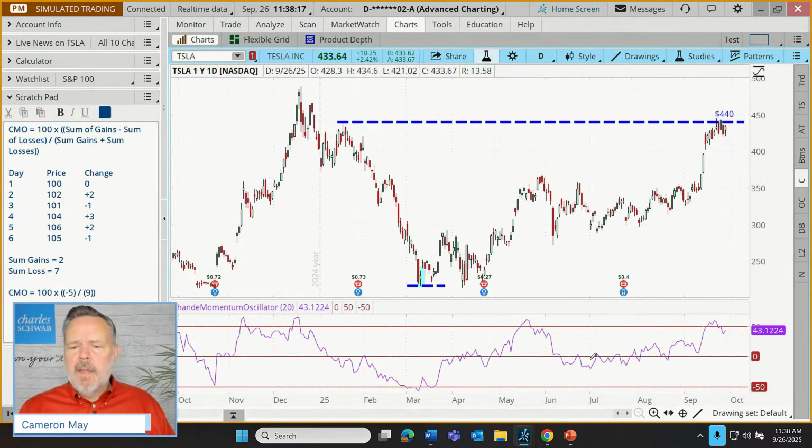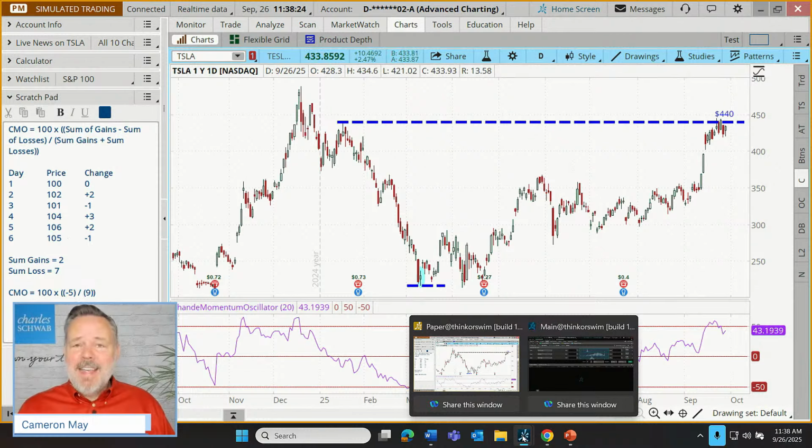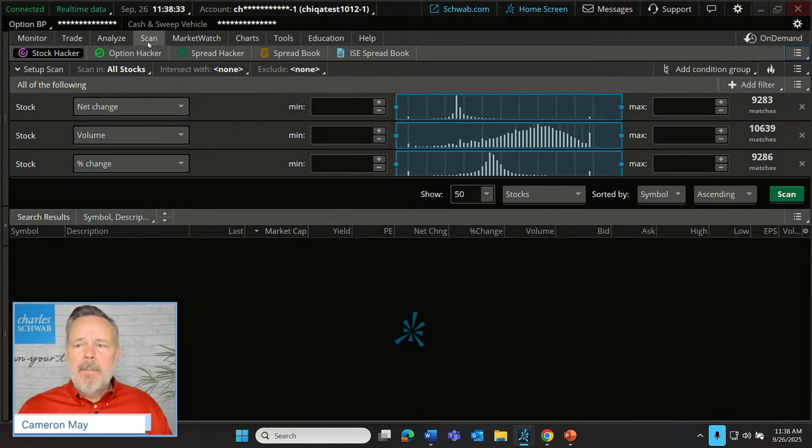I want to go look for something with a more recent, fresh, oversold signal. So here's how we might do that. It's going to be a study filter scan that we're going to be doing. So we need to go over to the live platform. I have that up right here. Let's go to the scan tab.